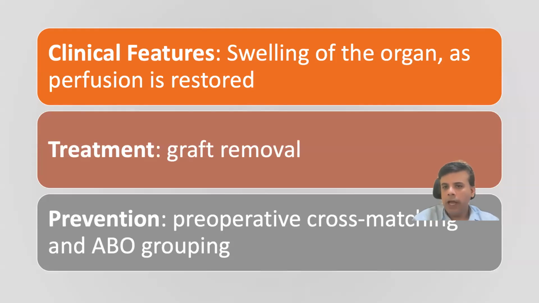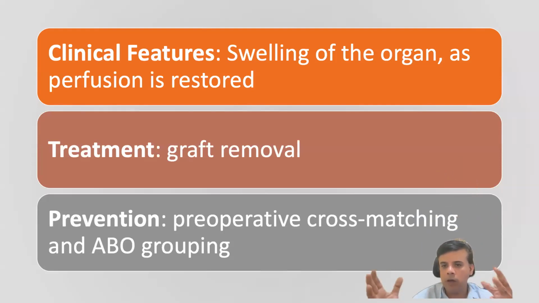Clinical features: within minutes to hours, there will be graft rejection. There will be swelling of the organ as soon as the perfusion is restored, as soon as the anastomosis is made, the swelling of the organ starts. Generally, within 30 minutes to a few hours, it starts. And treatment, there is nothing you can do. You have to do immediate graft removal. It is going to be catastrophic. The graft is not going to survive. Preoperative cross matching and ABO grouping has to be done properly, then it can be prevented.